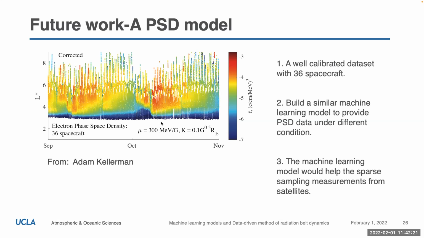But we do have a machine learning method that could reconstruct the data set, as I showed in the first part. Recently, our team member, Adam Kellerman, came up with this well-calibrated data set of phase space density from 36 spacecraft. With this data set, we could easily build a machine learning model like the previous electron flux model. And this will not just be a phase space density model for people to use; it could help us reproduce the phase space density under different dynamics with high quality and resolution, and then feed all that well-conditioned output data into our PDE discovery method.